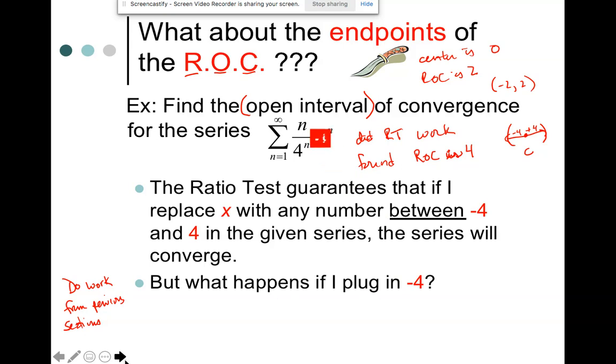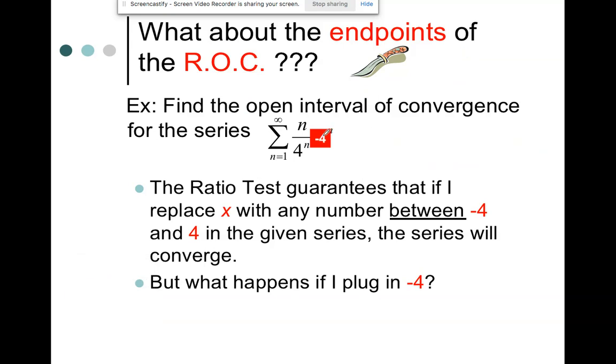So what happens if I plug in -4? If I plug in -4, I do not have a power series anymore, right? Don't forget the n is right there, -4 to the n. So that is my series. If I plug in -4, that makes my series look like this: n over 4 to the n times -4 to the n. So starting at 1, replace n with 1, and write me out a couple of terms.